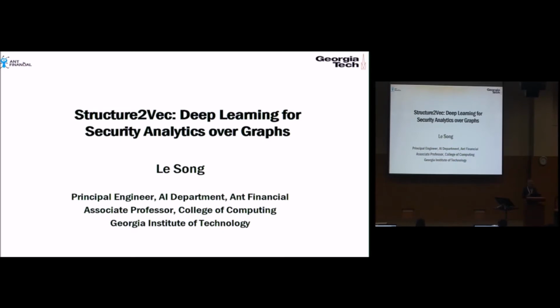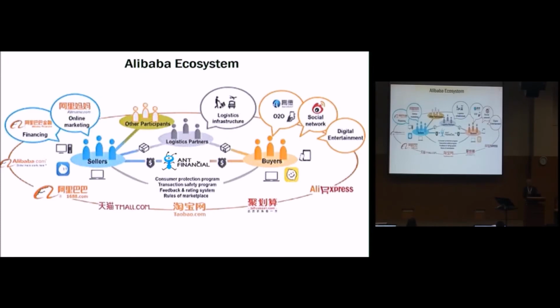Today's talk is about how to deploy deep learning technology over various types of complex networks, especially where security problems are involved. Let me give you some examples within Alibaba. Ant Financial is a subsidiary of Alibaba. The mission of Alibaba is to connect buyers and sellers. It doesn't matter whether they are big shops or small shops, rich people or poor people. You can go to this platform and buy things.